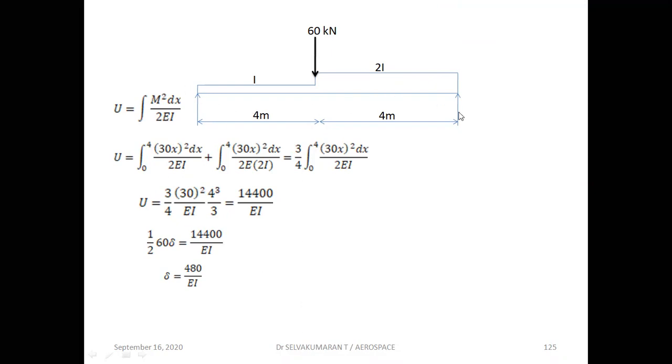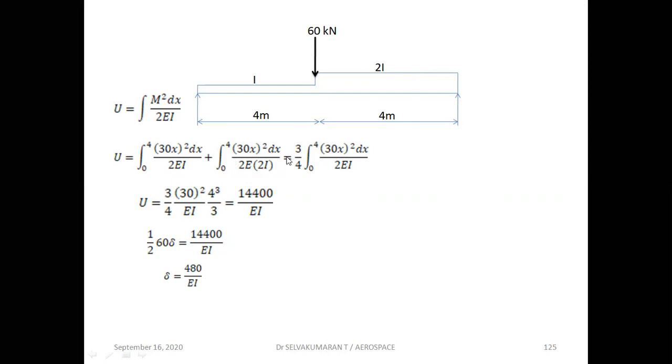So 30 on either side are the support reactions. For the first half the limit is 0 to 4, and if I take a section here and this is my x, the moment is 30 into x, the whole square, dx, over 2EI, limit 0 to 4. In this case again the limit is 0 to 4 and the moment is 30 into x, the whole square, dx, over 2E times 2I, since I is nothing but 2I.